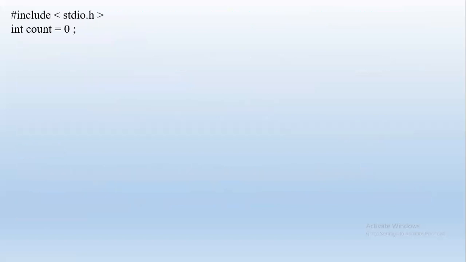First we have the header file, and note that we are declaring int count equal to 0. This is declared before main and before any function. So this count is a global variable. It can be used anywhere throughout the program. That is the difference between global and local variable. A global variable can be used anywhere throughout the program. A local variable can be used only within that particular function. So count is a global variable, and it is initialized to 0.